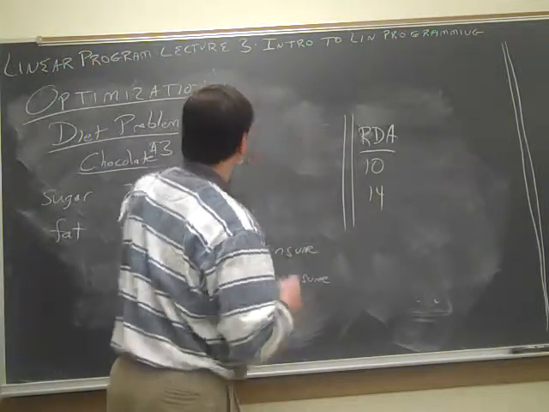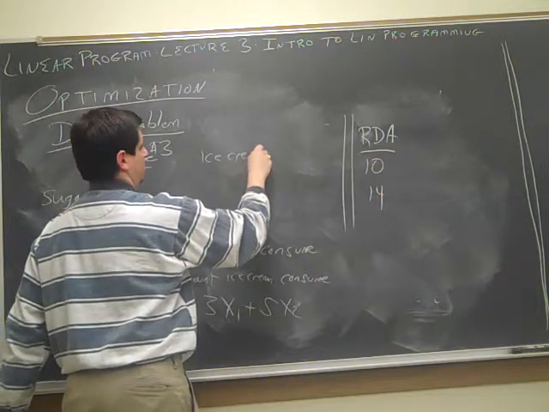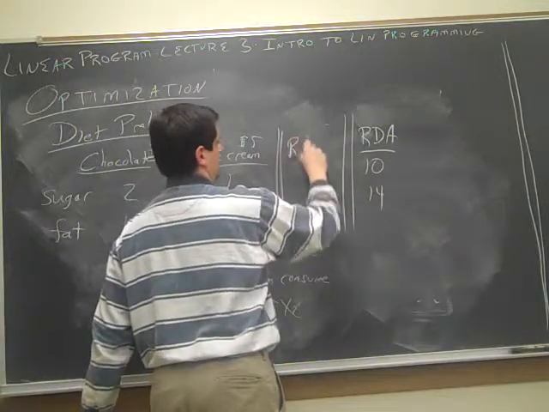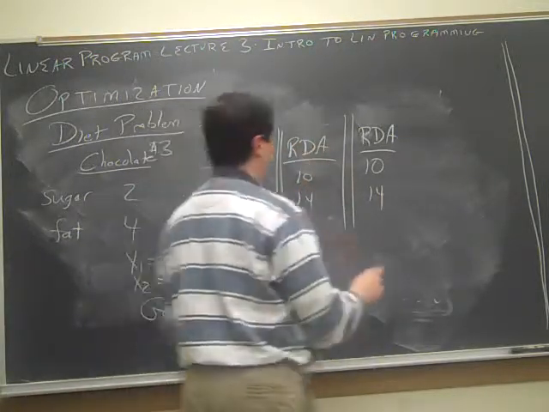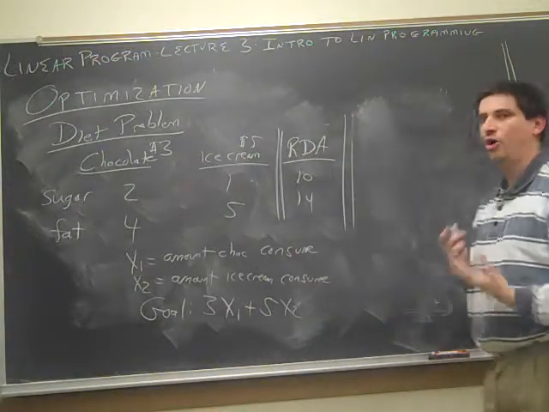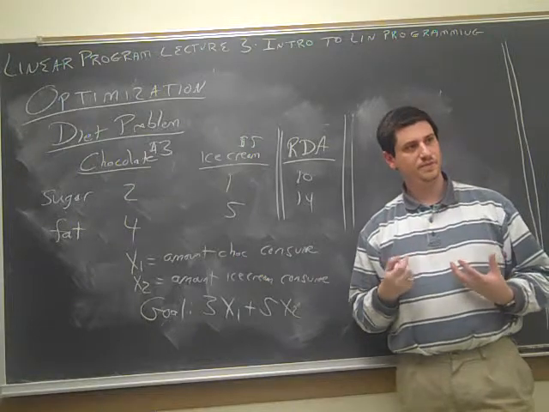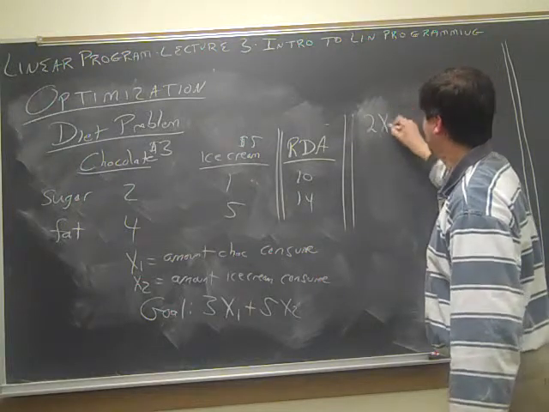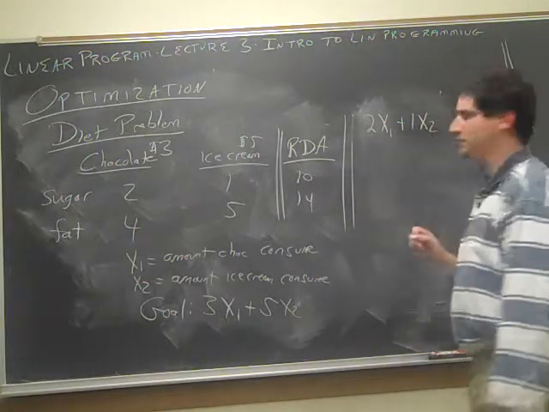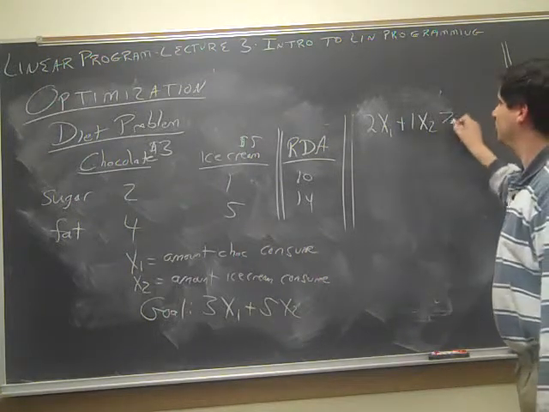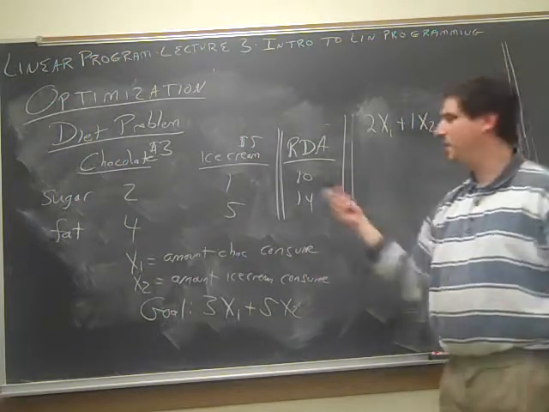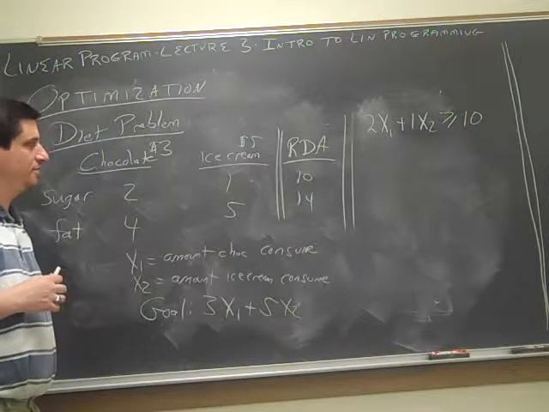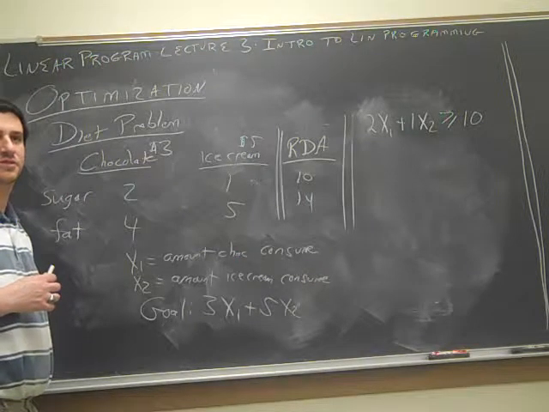And so I'll move this over a little bit. So ice cream was $5. And what numbers did I do? I think I did 1 and 5. And the RDA was 10. So give me all the equations you can think of that we need to satisfy to keep ourselves alive. 2x1 plus 1 times x2, larger than or equal to 10. Good, greater than or equal to 10. And I'm just writing the 1 over here to remind us that it's coming from the 1. We have to have at least this much sugar or we die. What else?